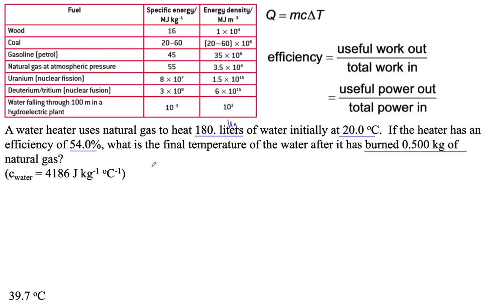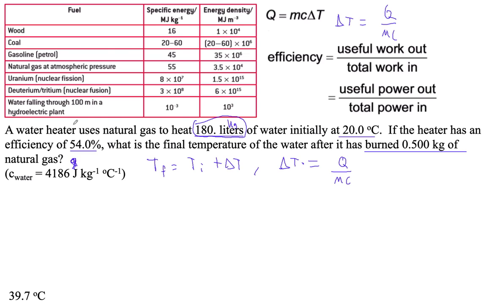Well, here's the idea. Our final temperature is going to be our initial temperature plus the delta T. And our delta T is going to be from this: delta T is Q over MC. And we know that the mass is 180 kilograms. We know that C is 4186. But we've got to figure out the Q, the heat that goes into the water.